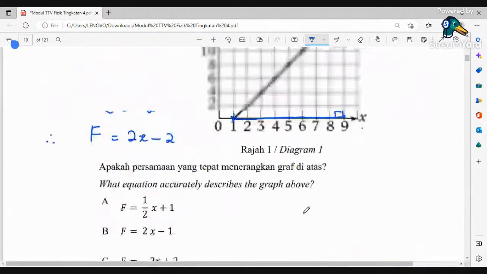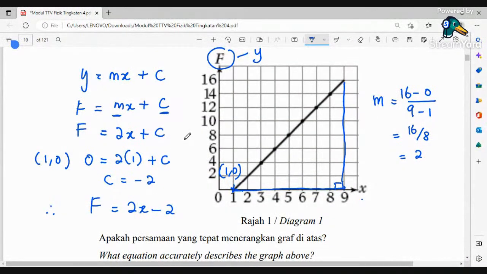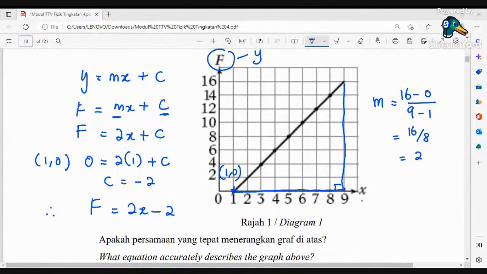So it means you must also know how to find the equation for the graph given. For this one straight line, meaning using the formula for a straight line graph. Just use the formula y equals mx plus c. If you have questions, you can write in the chat if there is anything you don't understand.